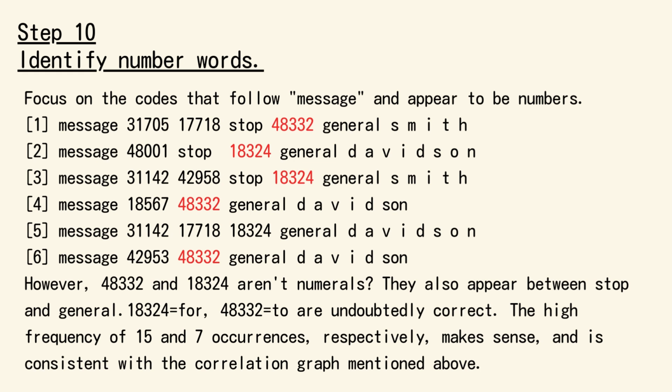Step 10. Identify number words. Focus on the codes that follow "message" and appear to be numbers. However, 48332 and 18324 are numerals. They also appear between "stop" and "general" points. 18324 equals 4, 48332 equals 2 are undoubtedly correct. The high frequency of 15 and 7 occurrences, respectively, makes sense, and is consistent with the correlation graph mentioned above.